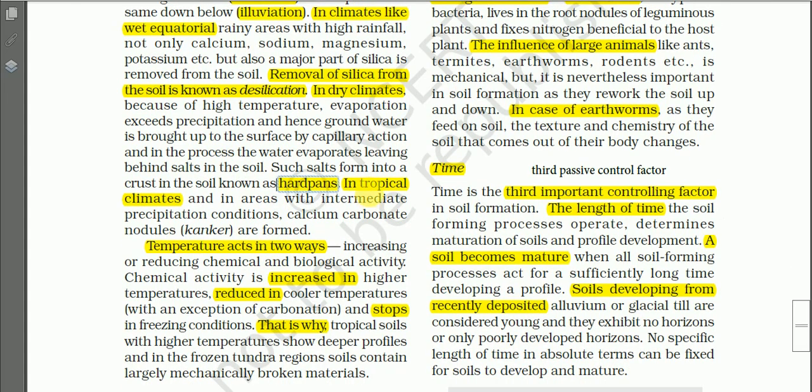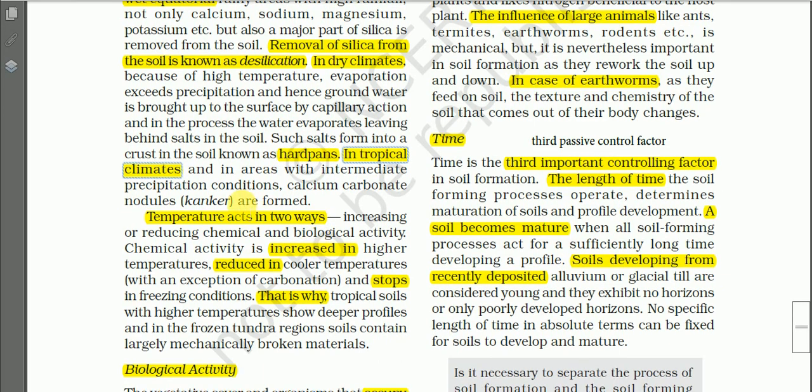So in the tropical climates, in the areas with intermediate precipitation, that is, intermediate means a medium amount of rainfall, nodules of calcium carbonate, known as kankar in India, are formed in the soil.